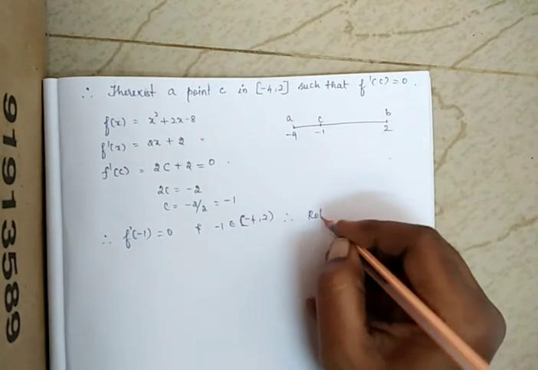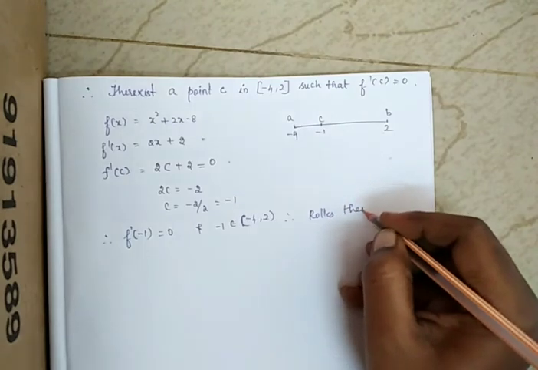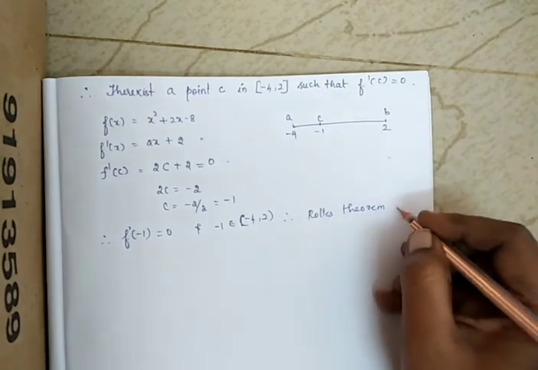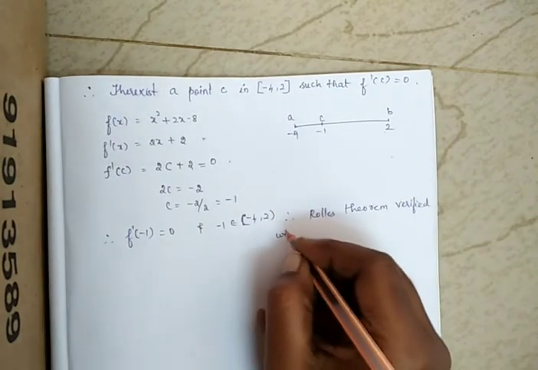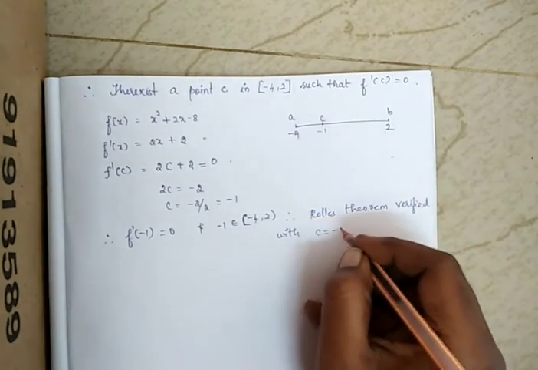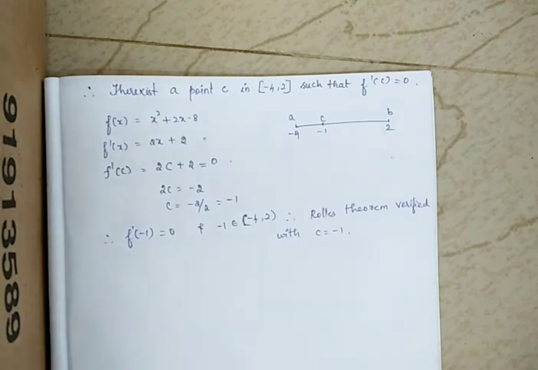Therefore Rolle's theorem verified with C is equal to minus 1.